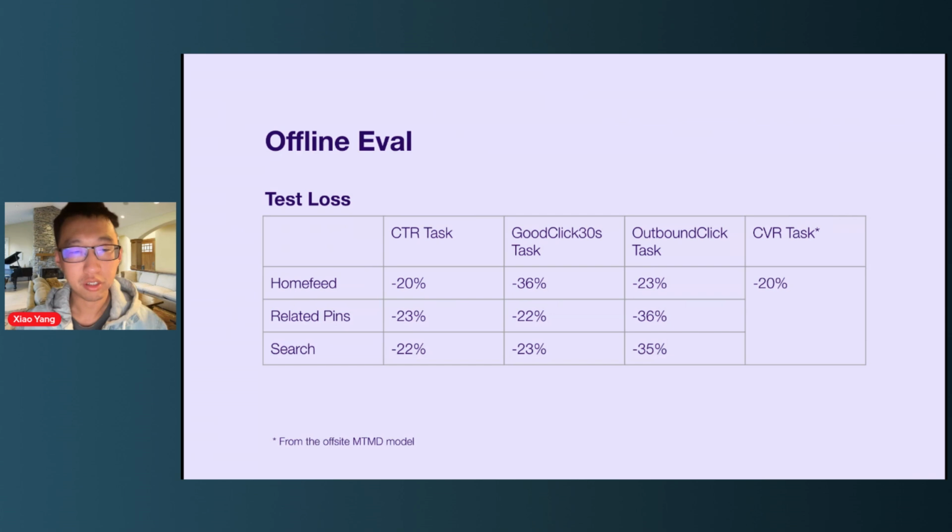This trend is similar across different domains and across different tasks. And the last one, we also significantly reduced the test loss on the CVR task from a separate model, the offset model. But overall, you can see that on all the combinations, we are able to reduce the test loss significantly.